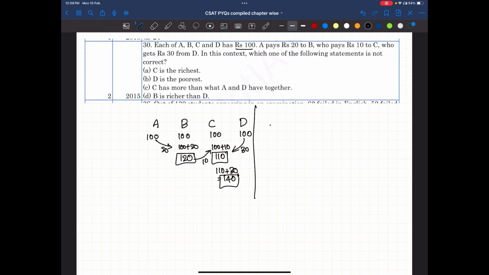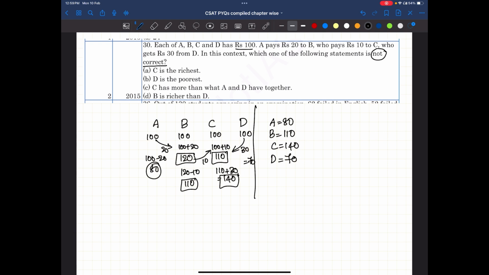Now let us write everything. Here if A is giving 20 rupees to B, what happens to A? 100 minus 20 becomes 80. Here A is 80, B is giving 10 rupees to C, and this becomes 120 minus 10, 110. B is 110, C is 140, and D from 100, 30 is deducted, so it becomes 70. D is 70. Now he is asking which of the following statements is not correct.